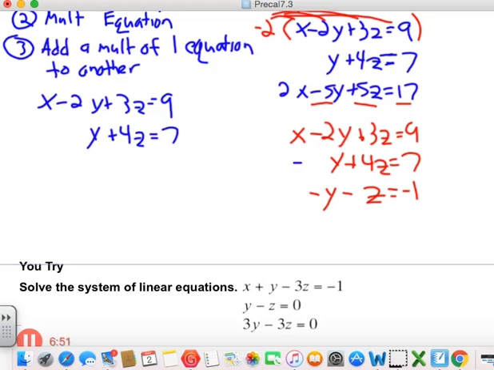Now let's add this second equation right down to this third equation. Y and minus y cancel. 4z and minus z is 3z. And then 7 and minus 1 is 6. Alright, so then at that point we can solve it to get z. Well, no, one thing we need to do is multiply the equation right by a constant. So we need to multiply that bottom one by a third, right? So we'll take it and multiply everything by a third.